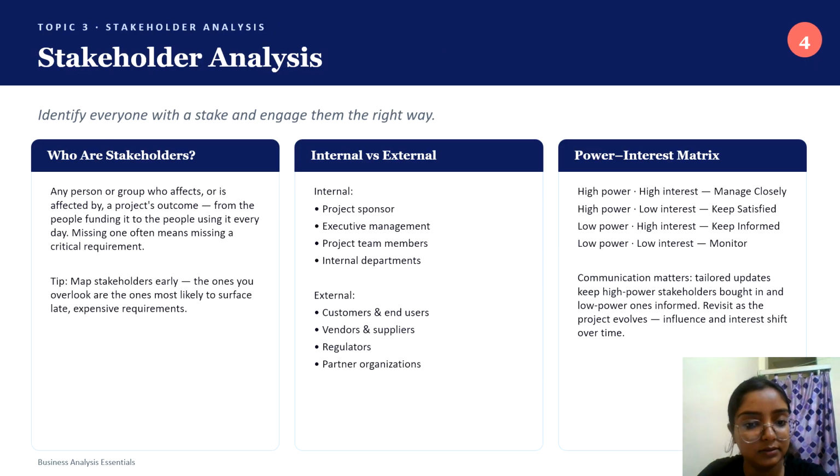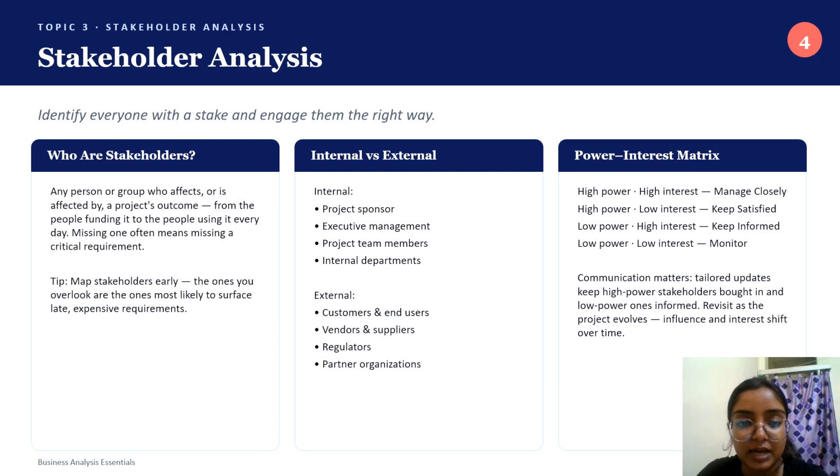Now, the third topic is stakeholder analysis. First, we are going to understand the stakeholders. Who are they? A stakeholder is anyone who affects or is affected by a project. In detail, I can say that any person or group who affects or is affected by a project's outcome, from the people funding it to the people using it every day. Missing one often means missing a critical requirement.